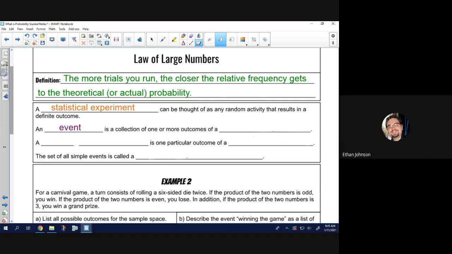An event is a collection of one or more outcomes of a statistical experiment. Meaning the event pulling a king from a deck of cards. A simple event is one particular outcome of a statistical experiment. And then the set of all simple events is called a sample space. We will be making a lot of sample spaces in this class.